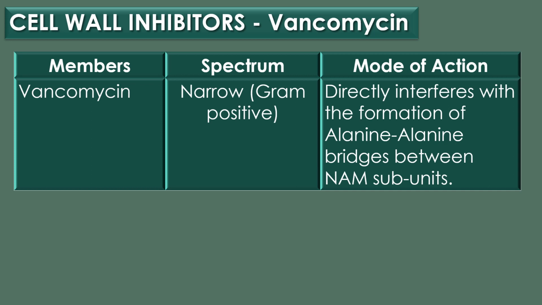The third antibiotic of the cell wall inhibitor category is vancomycin. Vancomycin shows a narrow spectrum of activity against gram-positive bacteria only, and it directly interferes with the formation of alanine-alanine bridges between the NAM subunits and degrades the bacterial cell wall.